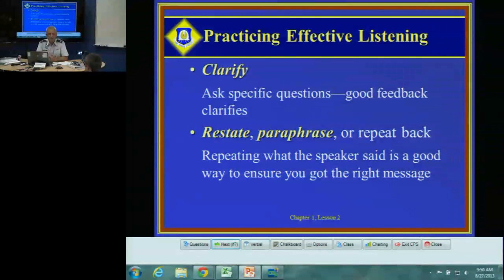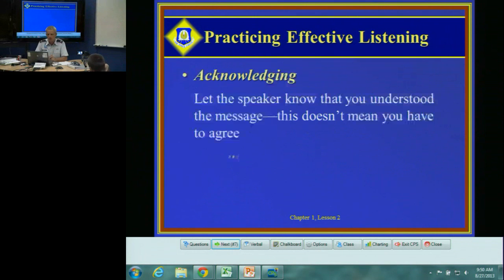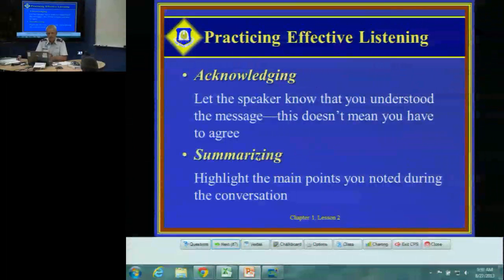That's clarifying, that's restating, that's paraphrasing. What does the term paraphrasing mean? Make it smaller? No. What else? It's rephrasing it just slightly different. Paraphrasing is rephrasing. Oh, that's a good way of saying it. It's to make sure that you get the right meaning.